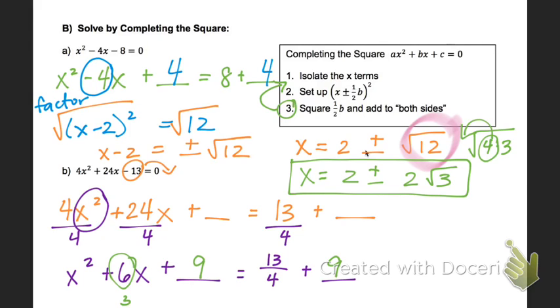Yes. Then I factor this to be x plus 3. That's why I wrote the 3 underneath. Squared equals whatever 13 over 4 plus 9 is. I'm going to go ahead and erase this 9 and write it with a denominator of 4. What would that be? What's 9 times 4? 36. So 36 over 4.